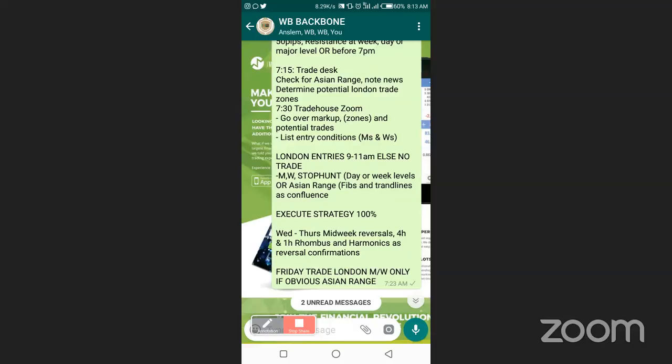So that's pretty much it. If we do this and we stick with this, yes, as you can see, it means there's really no action for us on Monday.